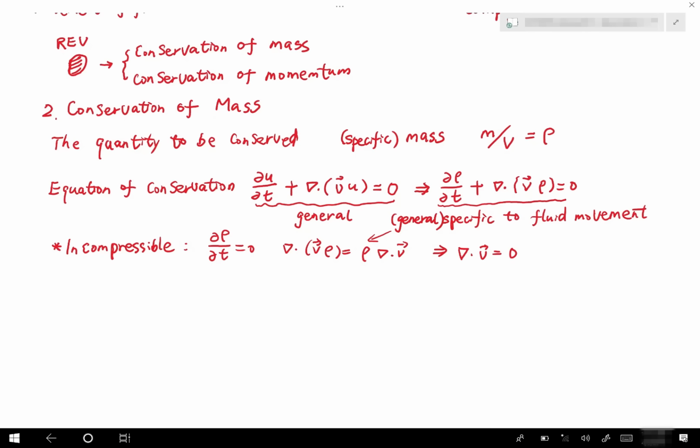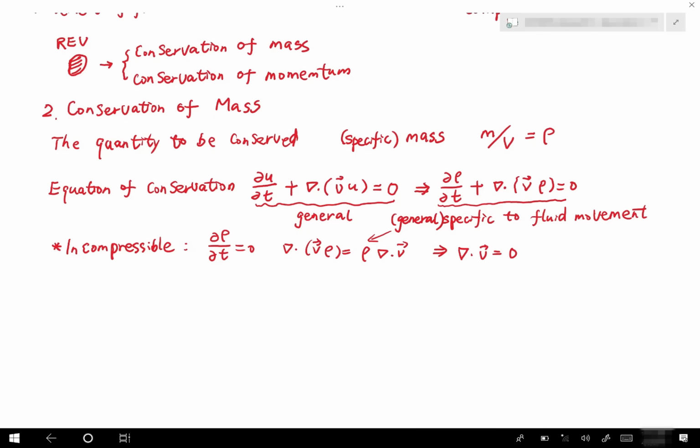So many people also call this equation, or the above general one for the mass conservation in fluid movement, a continuity equation. It's the same thing. So this is for mass conservation. Let's take a look at momentum.